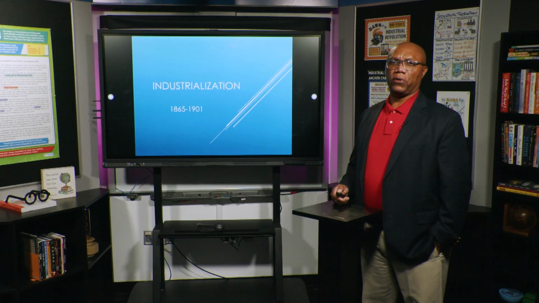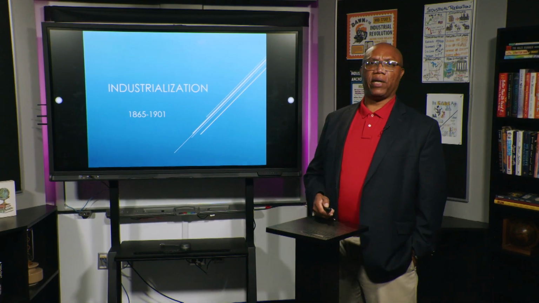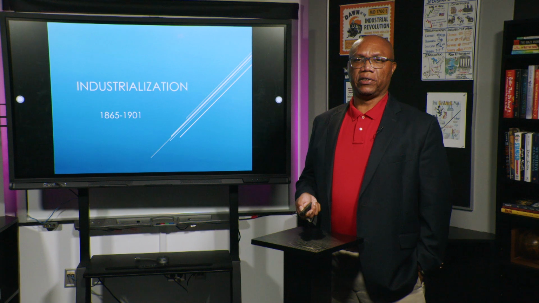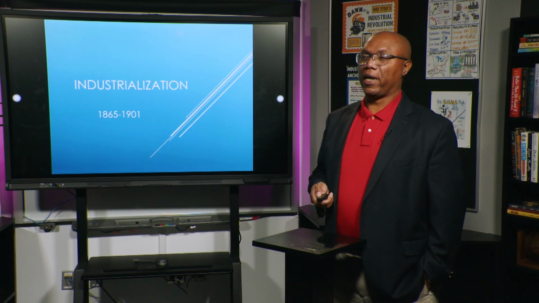Today we're going to pick up with Unit 2, which is on the industrialization of the United States of America. It is a period in our history from 1865 to 1901. We're going to see a period of rapid industrialization in the country, which means there's going to be a rise in big business. And that's where we'll begin today.